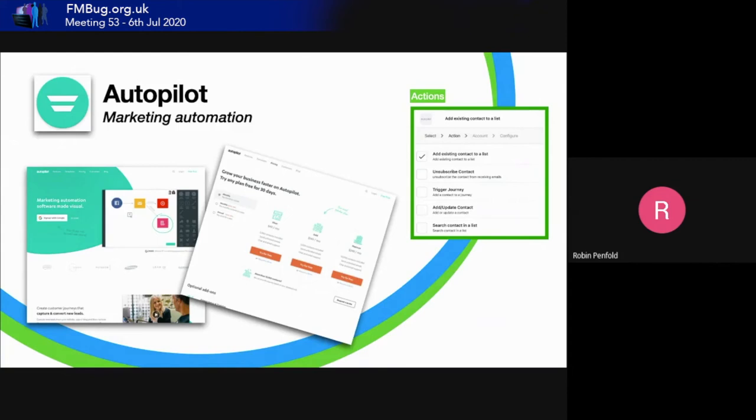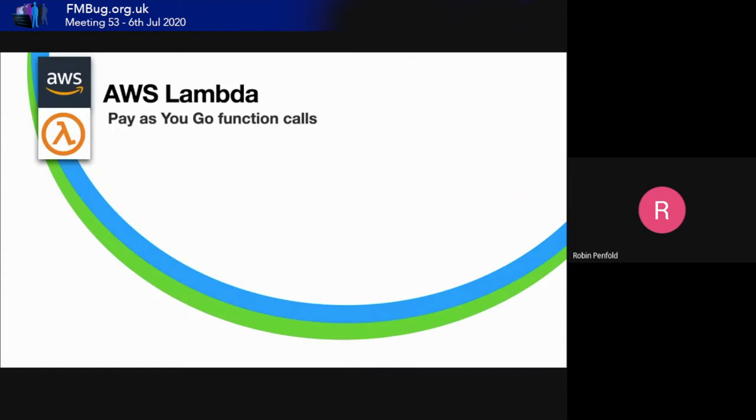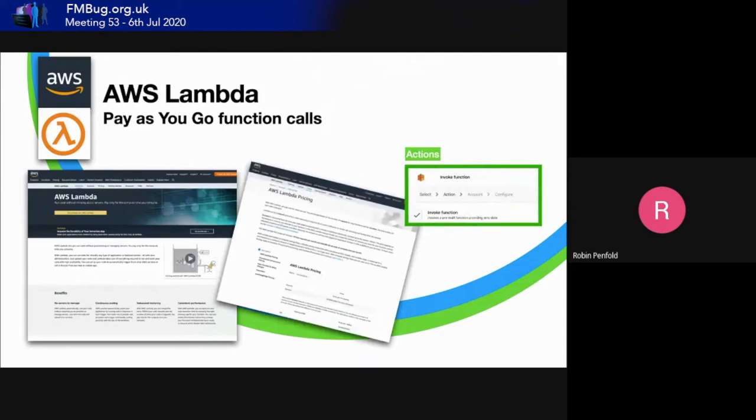AWS Lambda lets you run code without provisioning or managing servers. You pay only for the compute time you consume. With Lambda, you can run code for virtually any type of application or backend service, all with zero administration. Just upload your code and Lambda takes care of everything required to run and scale your code with high availability. Pay as you go.